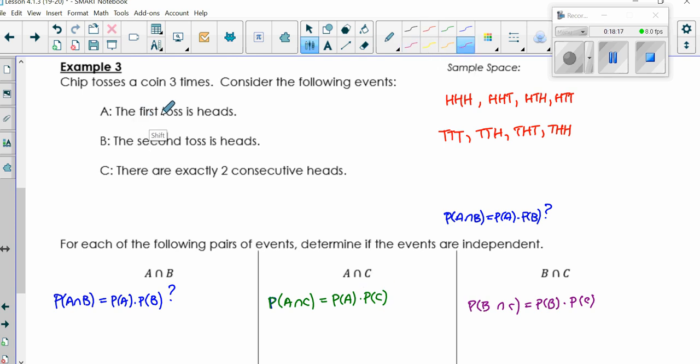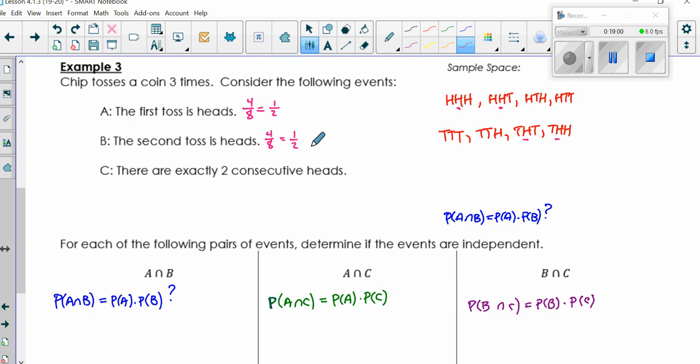So what is the probability that the first toss is heads? Well, there's 4 of them, right? 1, 2, 3, 4. Okay, I'm going to erase this because I'm going to need this later. So 4 out of 8 total, which simplifies to 1/2. What is the probability that the second toss is heads? Well, let's see, the second toss is heads. So there's 1 here, 1 here, 1 here, and 1 here. So again, there's 4 out of 8, which is 1/2.